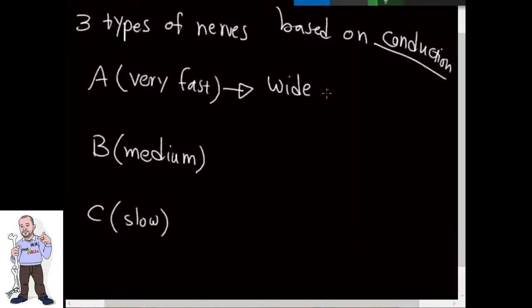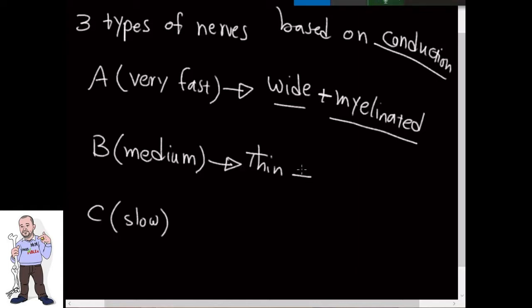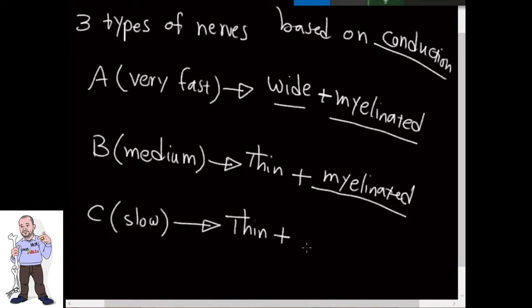We call it wide myelinated. This is the word they use. It means it's very fast. Clear? The medium speed nerves, which are a lot of nerves, are they wide or thin? They are thin, but they are myelinated. So that makes them fast, but not too fast. So it's thin myelinated. Does that make sense? The third one, C, the very slow nerves, are thin and myelinated or not? Unmyelinated, they call it.